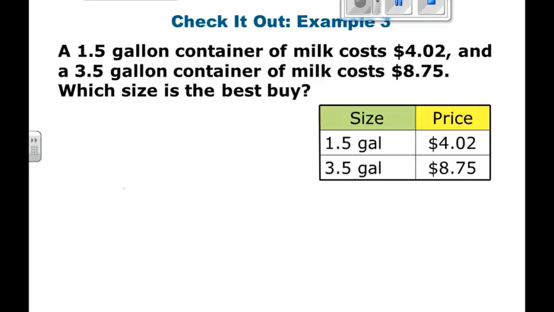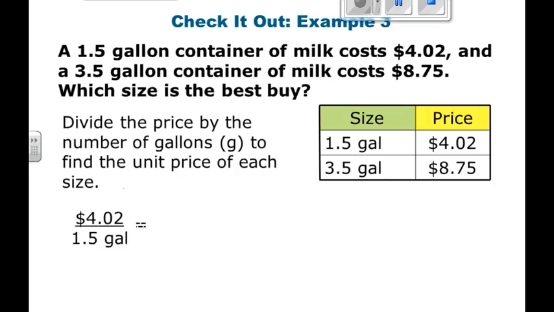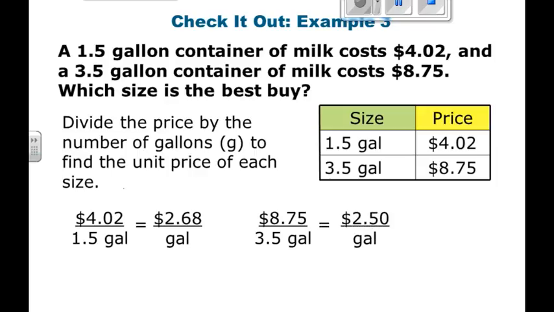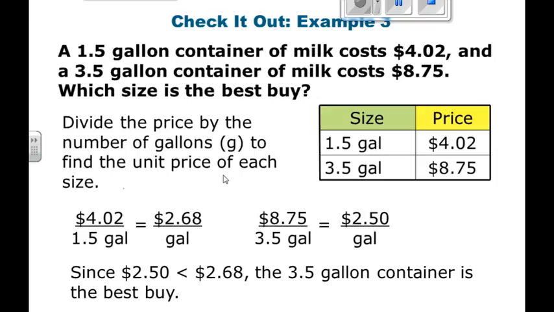All right, we're going to do the same thing. It says which one is the better buy. So we're still going to do price per gallon this time. So the price is going to go on top. The gallons are going to go on bottom. So $4.02 divided by 1.5 is going to be $2.68. We're going to divide both by 1.5 to get the 1 in the denominator. And when we divide the 8.75 and 3.5 by 3.5, we get $2.50. The better buy is going to be the $2.50 per gallon because it is cheaper than the $2.68 for the same amount of gallons.